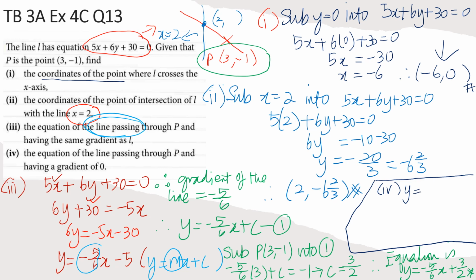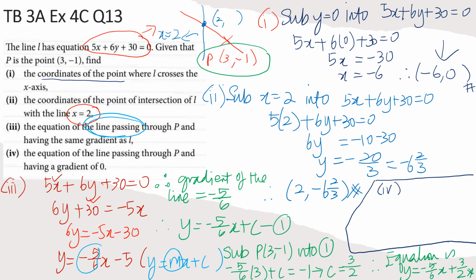It has gradient 0. Then what kind of line is that? Is it a vertical line or a horizontal line? Gradient 0. Yes, it's a horizontal line because it has no height. Gradient 0 is a horizontal line. So what will be the equation of a horizontal line? It will be just the y coordinate value, right?